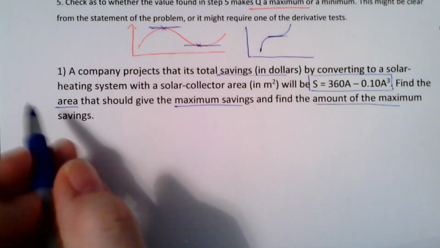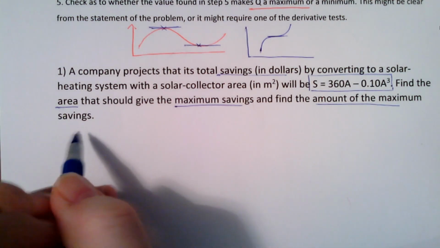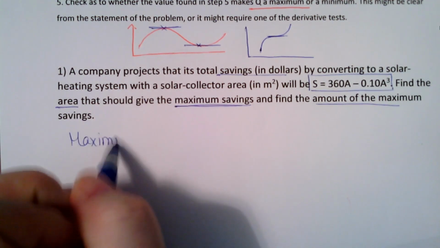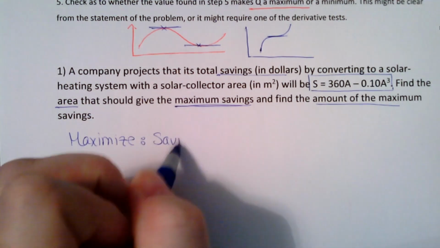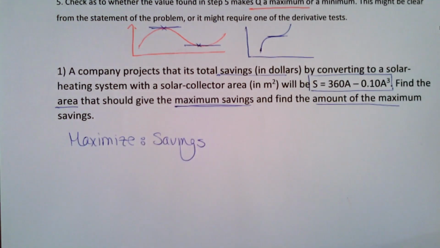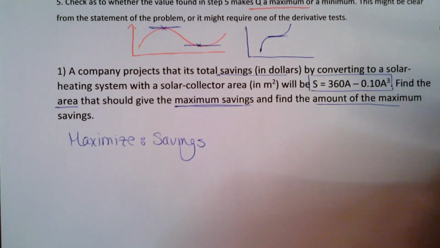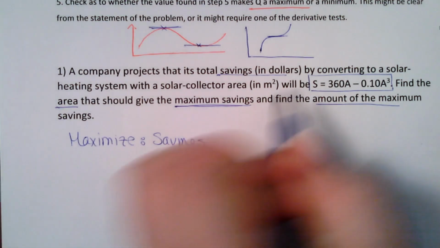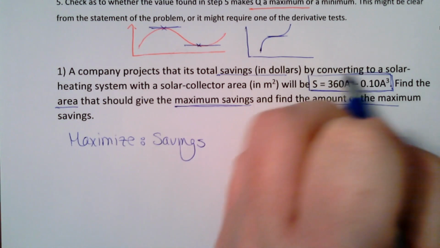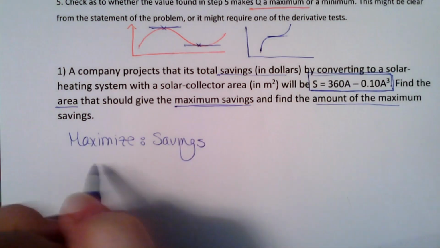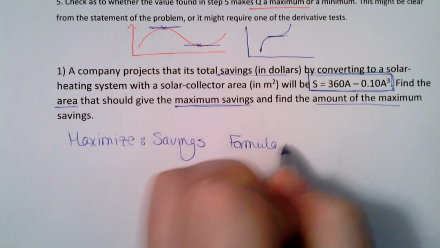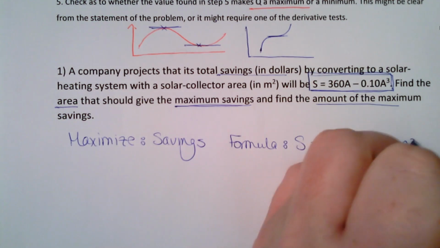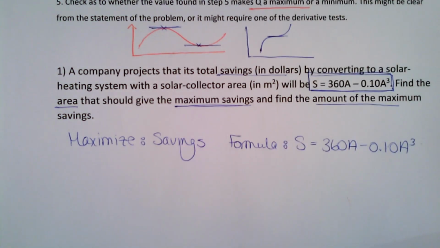All right, so according to the instructions, I have to determine the quantity to be maximized or minimized. I'm looking to maximize savings. So determine the quantity to be maximized: savings. Write an equation for that quantity in terms of another variable. Well, I don't have to work very hard for it because I actually already have it. I have the formula for savings in terms of area.